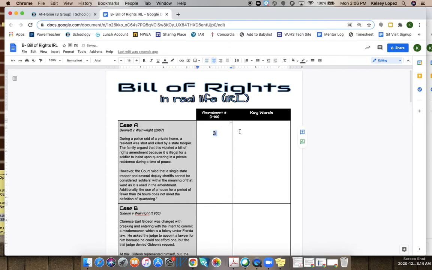How do you know it clearly connects to that? This is where you're going to start listing keywords. So the first thing I noticed is the word quartering. That is a keyword because that is a word directly from the Bill of Rights, as well as we know the Quartering Act back when the Road to Revolution stuff happened. The second keyword I notice here is time of peace. I know that that is a specific mention within the amendment as well because it's in my notes.